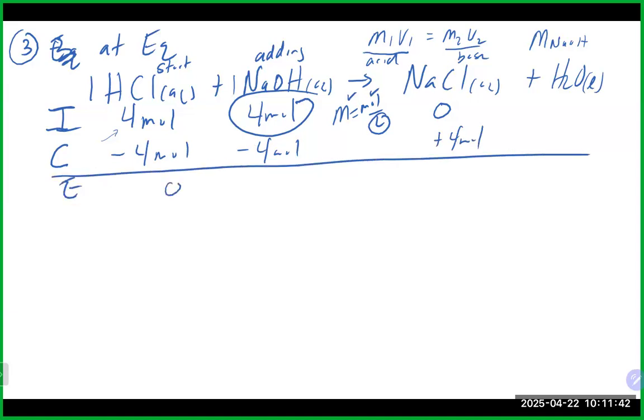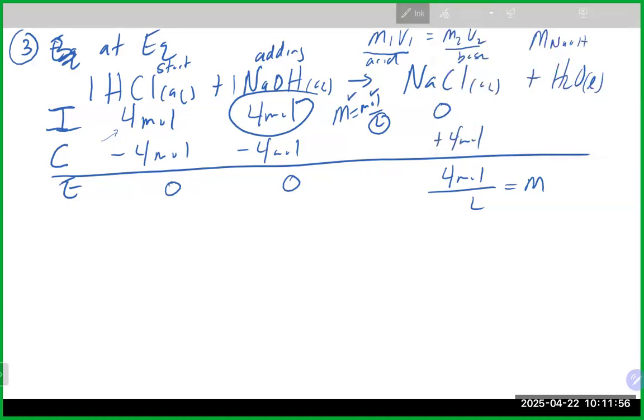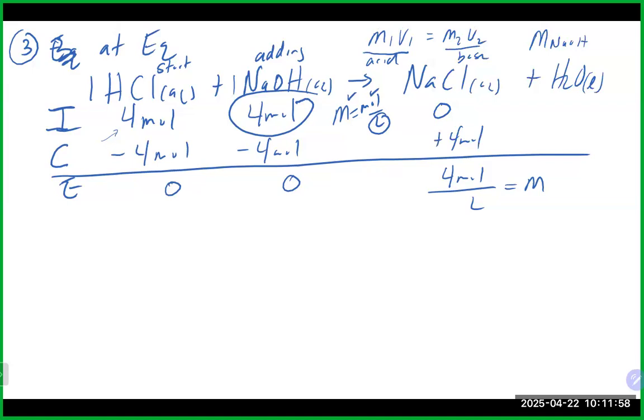That means at equilibrium, nothing, nothing, and 4 moles. At this point, you could, again, using the total volume, convert that back into molarity. You could also always use the ice table to figure out what's going on at the end. If you're not sure, at the end, this is pretty much all we have left.